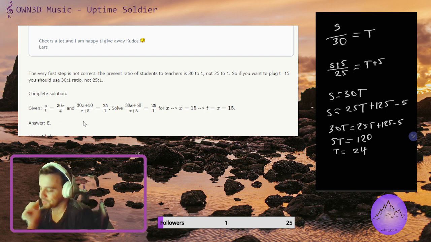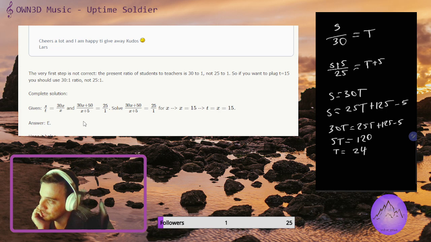So my initial equation was just wrong to begin with. I should have started with the ratio itself. S to t is 30 to 1, so 30x to x, that makes sense. And 30x plus 50 over x plus 5 equals 25 over 1. Yeah, I mean, that's easy enough to solve for x.